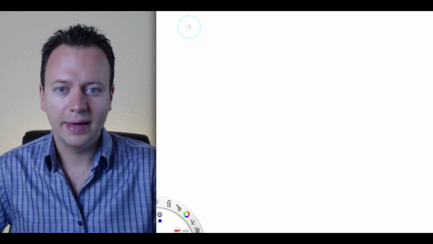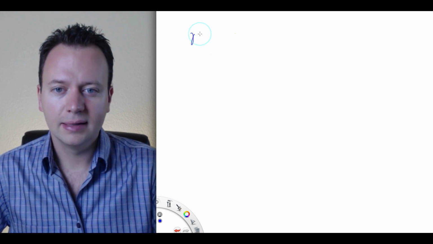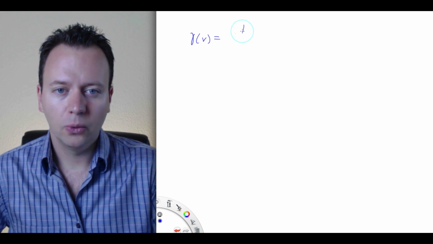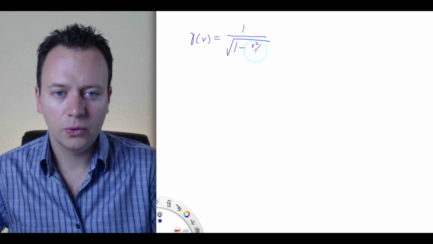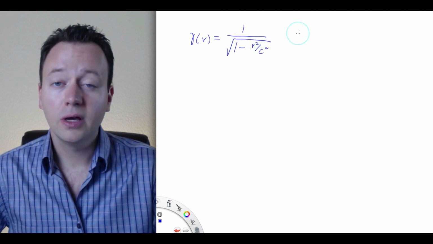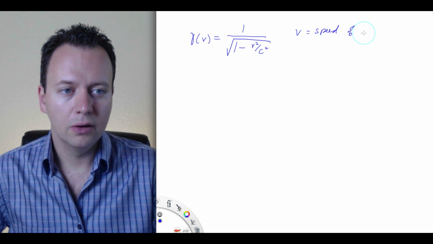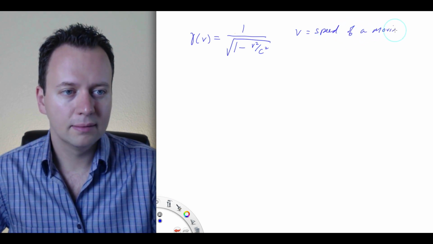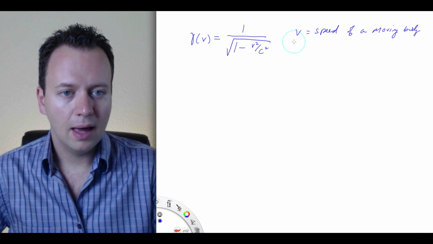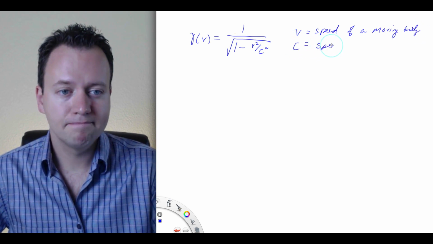Today we're going to talk about an application of derivatives to a special function that's important in special relativity. This function is called the gamma function, and it's defined as gamma of v is equal to 1 divided by the square root of 1 minus v squared over c squared. Here v represents the speed or the velocity of a moving body, and c represents the speed of light.